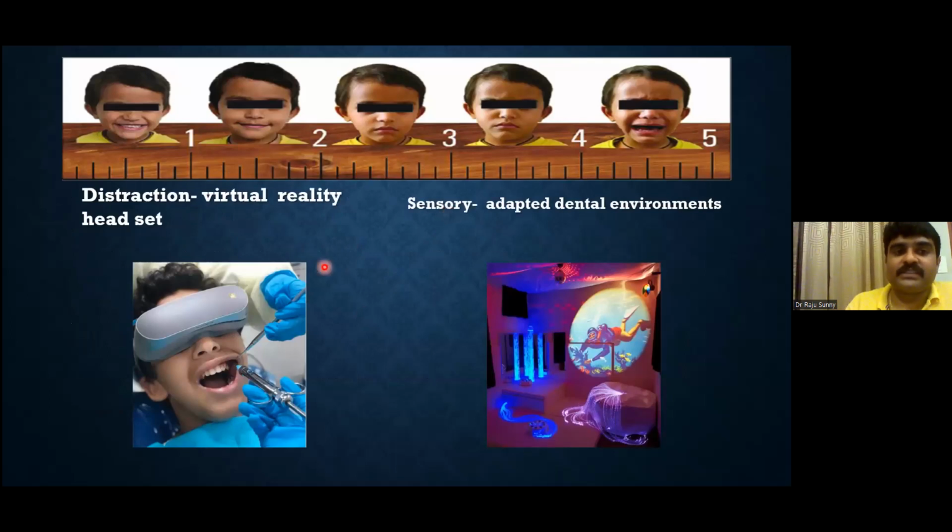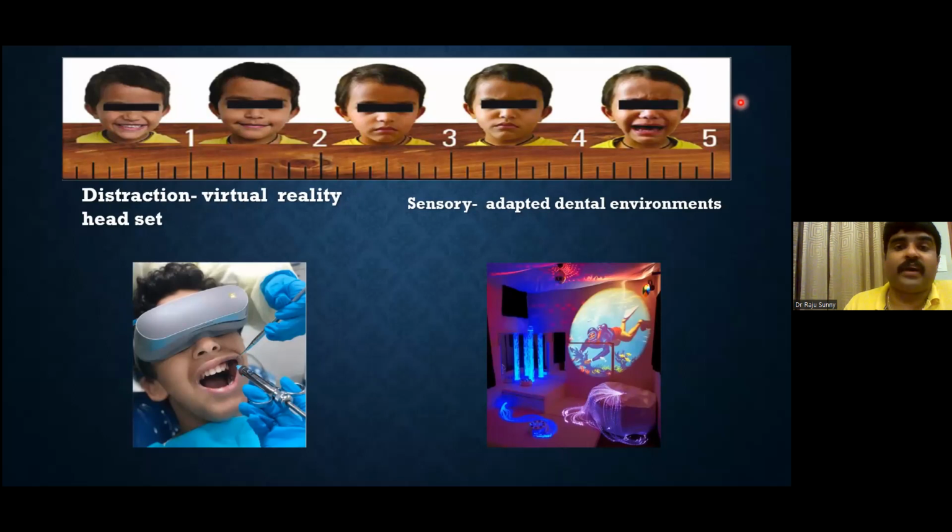Again, you have different choices. Like virtual reality. You have many sensory adapted dental environments, which make it more interesting for the child. You should also know which treatment you should see. If you are not a pediatric dentist, you should know which patient to take into treatment. Patients 1 and 2, definitely you can handle, but this third patient, you think he is going to sit, but definitely he is going to be a more aggressive patient.